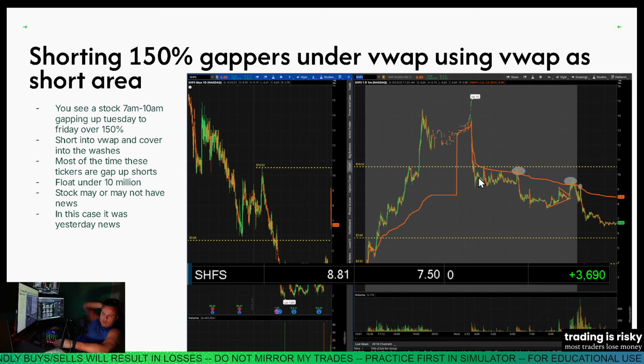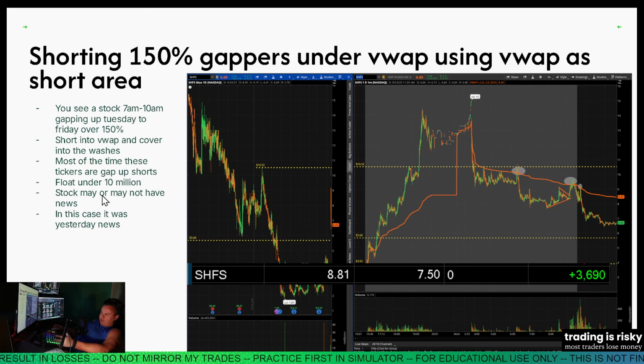So the strategy here is shorting a ticker that gaps up more than 150% and stays under VWAP most of the time, and then using VWAP as the area to short. And soon enough, every time we hit this circle here, it pretty much went straight back down. So ideally, the float has got to be underneath 10 million.